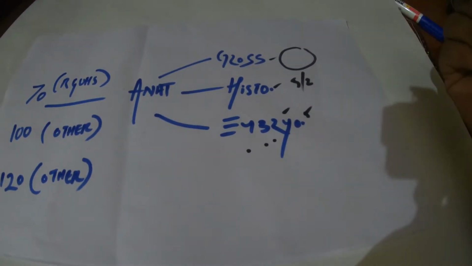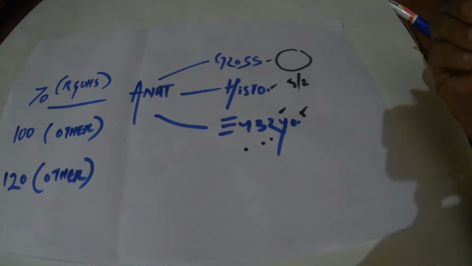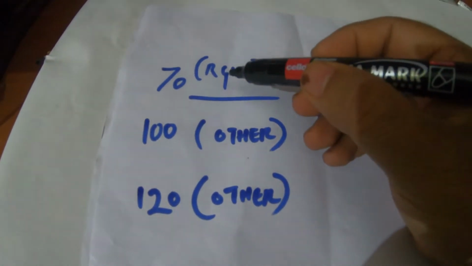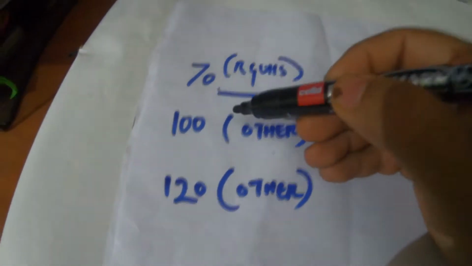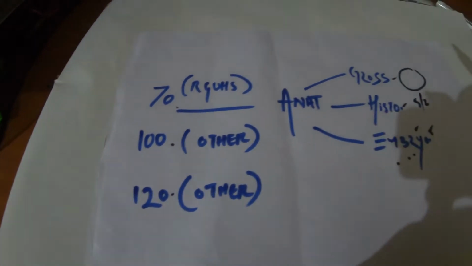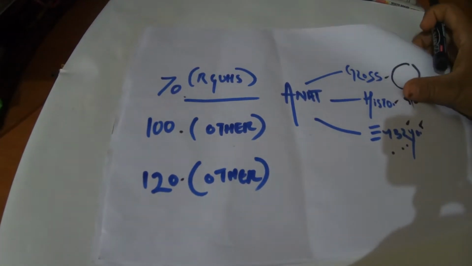You can see my video on guessing the question paper for BDS students. If you are a student from RGHS, Rajiv Gandhi University, the paper is for 70 marks, and other universities have papers for 100 and 120 marks. So let's begin now with how to answer this paper.